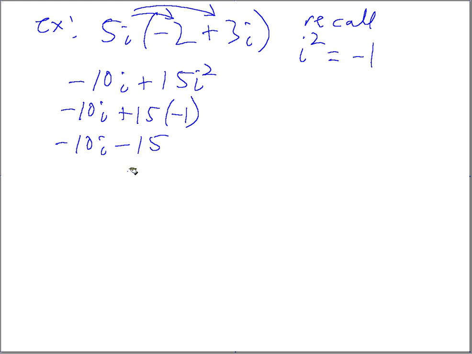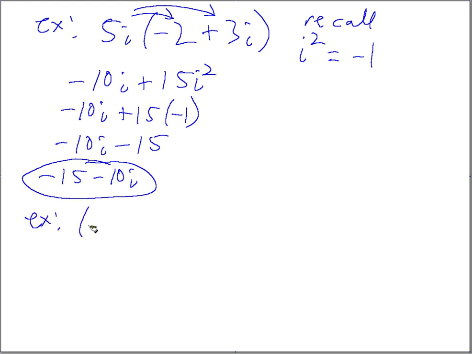Now we should write the final answer in standard form, which means the real part first and the imaginary part second. So write the final answer as negative 15 minus 10i. That's probably the better way to write the answer, but either one's fine. So again, distributing, but using the fact that i squared is negative 1. Let's try another one.